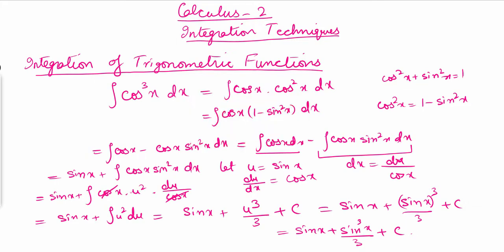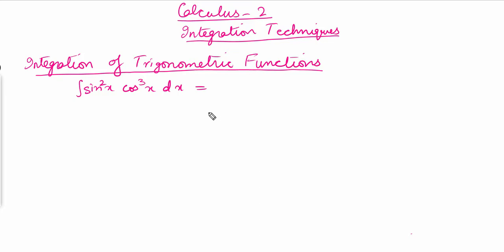Now in the next part, we have to do another integration of a trigonometric function. So let me just erase it now. All right, so now we have this function, sine square x times cos cube x dx. So we have to integrate this function. First we'll break it down, and then we will use our integration technique of substitution to integrate it.